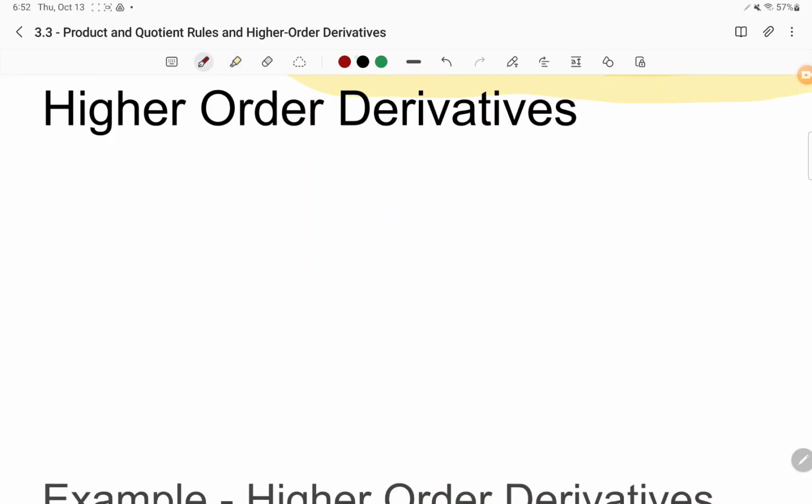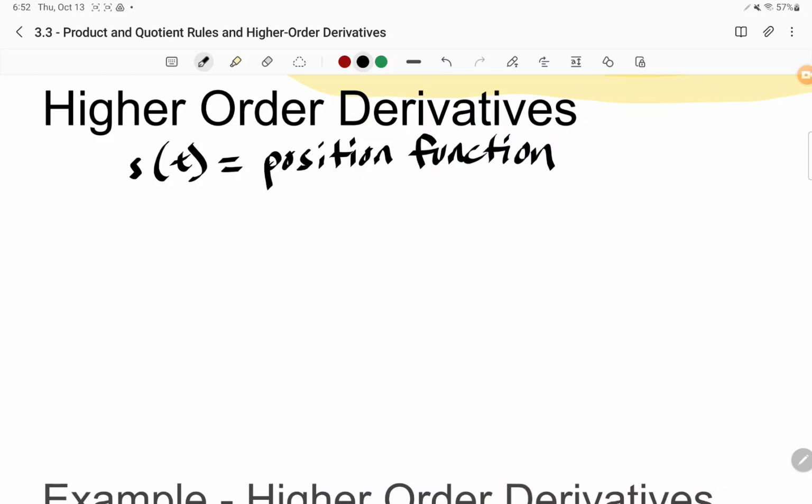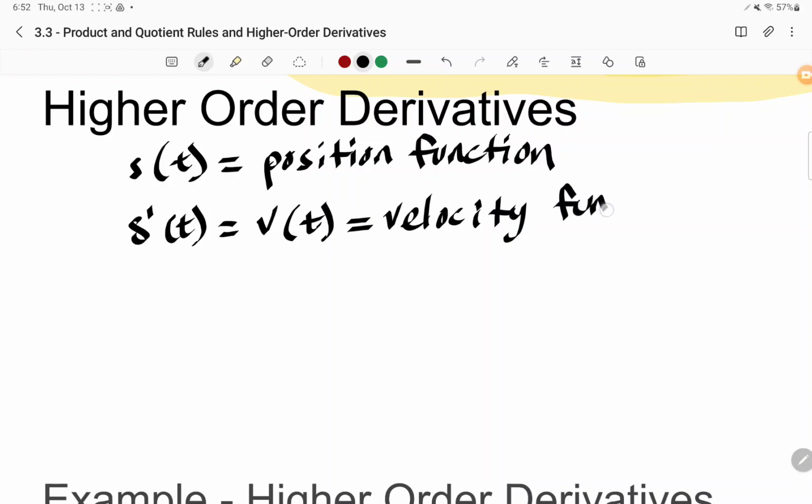Now let's take a look at these higher order derivatives. With the higher order derivatives and the application problems, this S of t that we often use is indicative of the position function. All right, so S of t is the position function. So when we find the derivative of S of t, that's the same thing as the velocity function.